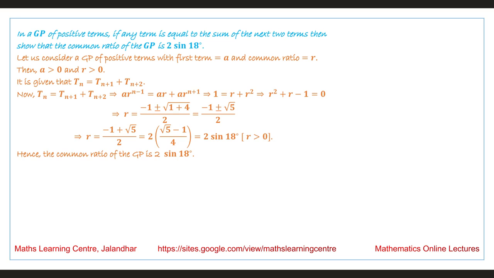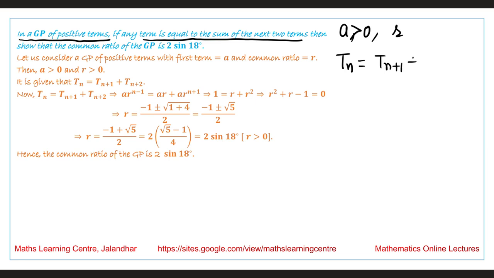Now in this next question, it is being given that in a GP of positive terms, positive term means the first term a is greater than 0, there is a common ratio r and all the terms are positive. If any term is equal to the sum of the next two terms, it means it is given that Tn is equal to Tn plus 1 plus Tn plus 2. Then show that the common ratio of the GP is 2 sine 18 degree.